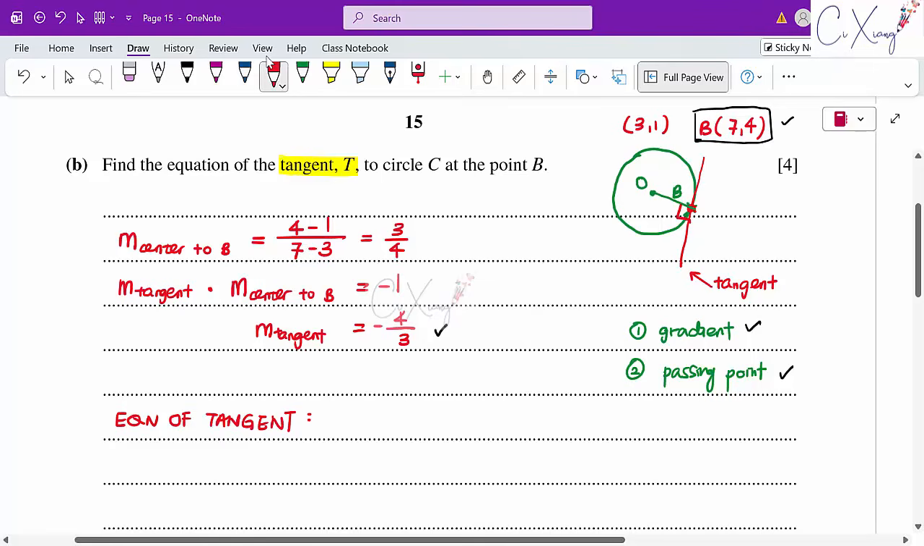What should be your equation of the tangent? You are taking y minus y1, which is the 4, equals to m, which is the gradient, then x minus x1, so x minus 7. All right, then you just try to rephrase everything nicely and simplify them. By right, you'll be having y = -4/3 x + 40/3. And this is what we have for part B. Right, then let's continue to part C.